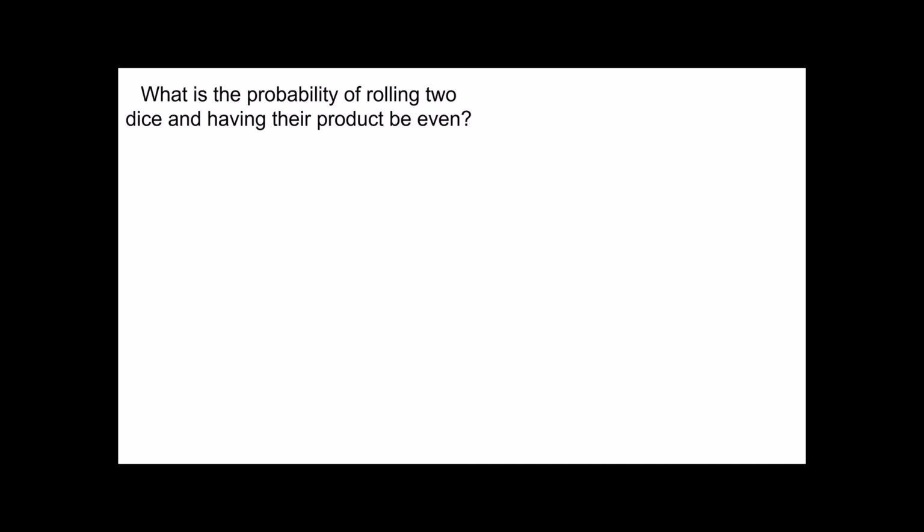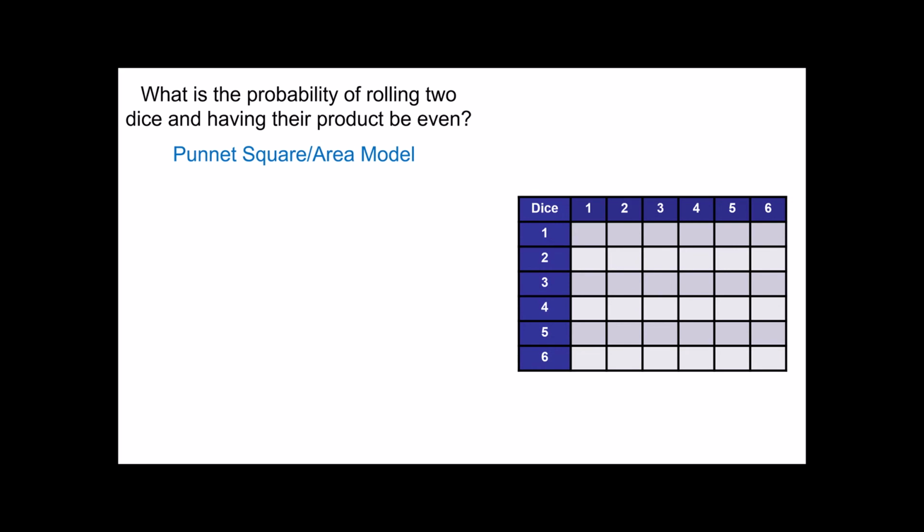Here's a third method for working with problems like this. What is the probability of having two dice and having their product be even? Notice here I'm talking about products. That means we're going to be multiplying the two dice. Now, I could list the options in an organized list like we did in the first slide. I could put the options into a counting tree or tree diagram like we did in the second. I'm actually going to use a third option called a Punnett square or an area model. And it goes like this.